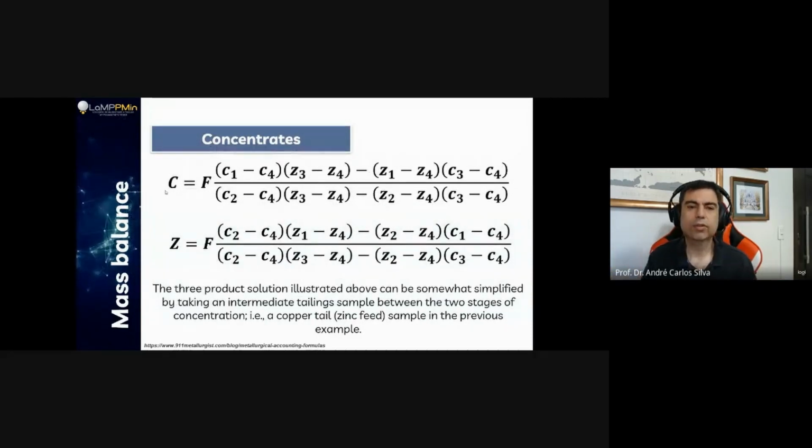Okay, so those are the two equations that I can actually use in order to calculate the copper concentrate, and the copper concentrate in here is just C, okay, and the zinc concentrate that I'm representing as Z. Okay, so just take a look at this. If you have the feed and the grades, you just need to multiply and make some subtractions, and you're good to go.